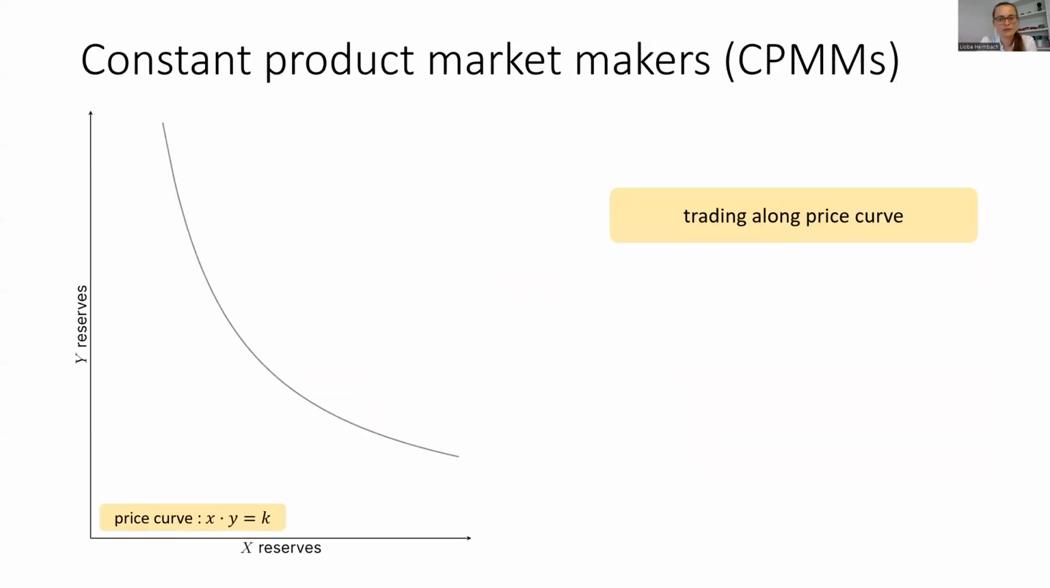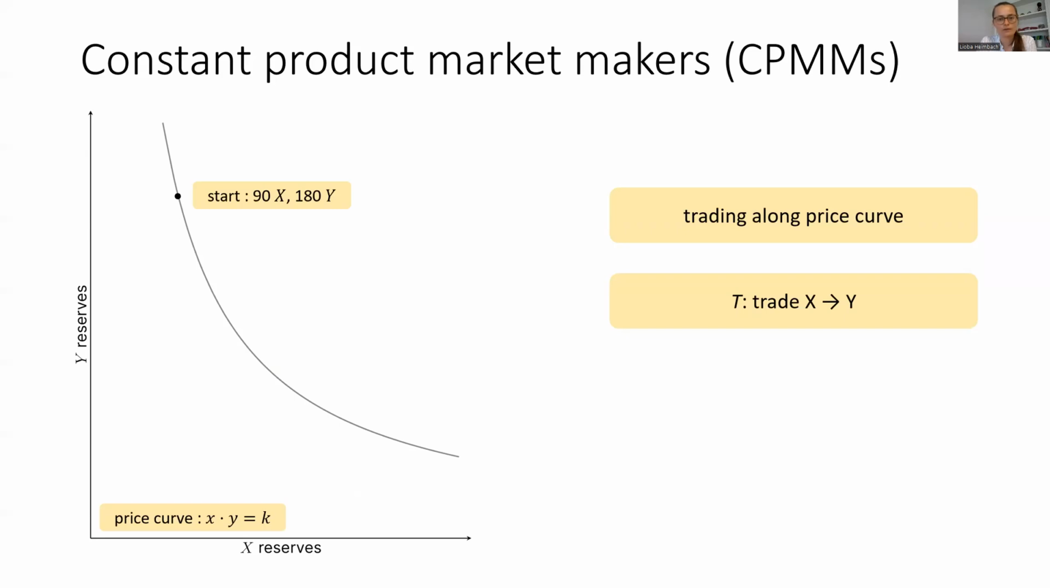Now in the case of a constant product market maker, trading happens along the price curve, which is drawn here. Here we draw a price curve specifically for pools with token X and token Y. The price curve is defined such that the product of the two amounts of tokens stays constant, hence the name of the market. We will now look at an example trade in such a market.